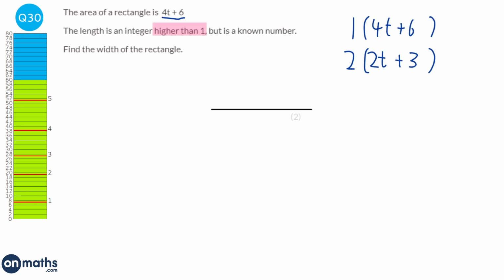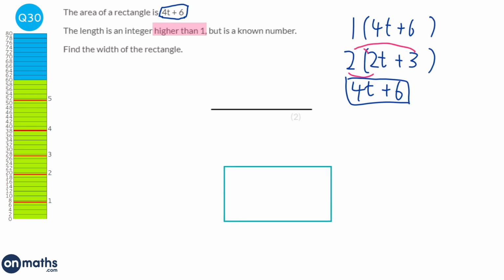So we can check that out with smiles and rainbows. Put all my times down there to remind me to times it. So 2 times 2t is 4t, 2 times 3 is 6. So that works because that is the same as this in the question. So we know that 2 times 2t plus 3 works. In fact, it's the only one that works with it being an integer.